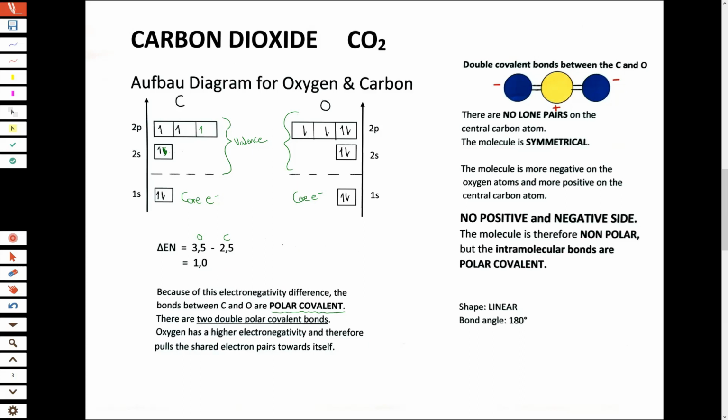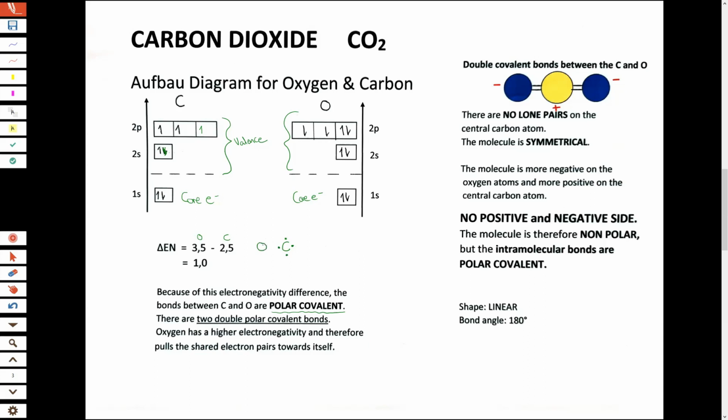We're going to look at the Lewis structure now for carbon dioxide. I'm going to start with carbon because carbon can make 4 bonds. Oxygen only makes 2 bonds. So we start with the element that makes the most bonds. There's the Lewis structure for carbon.